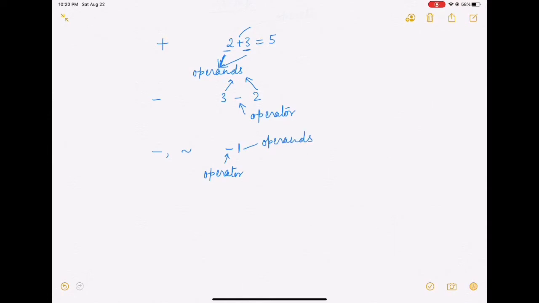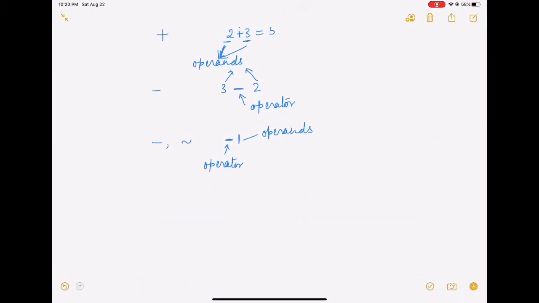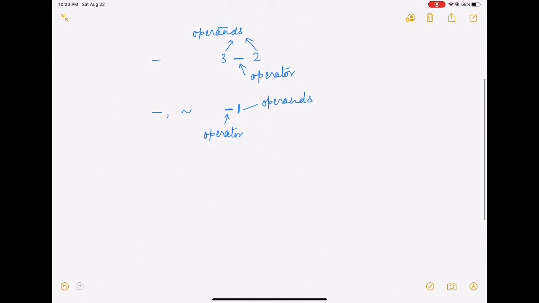So what is the difference? Is there any difference between this minus and this minus here? That is a question, because this minus needs two operands to operate and this minus needs only one operand to operate. Similarly, if there is a logical statement P, because you are familiar with logic, this is actually the negation operator. If P is a statement, then negation of P gives the negative of the statement P.